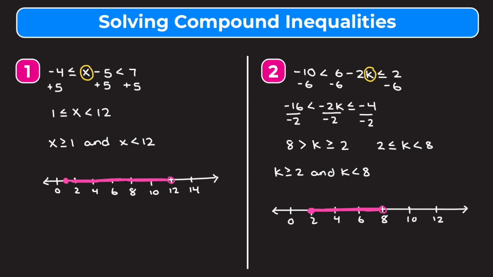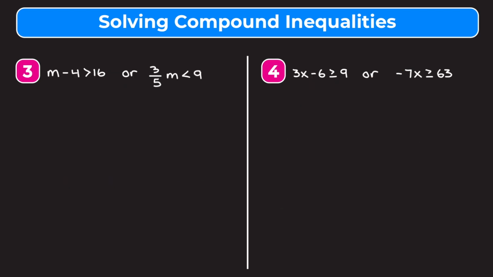And now we're going to go through a couple examples that are OR inequalities. For these next two examples, we're looking at compound inequalities that are OR inequalities. The first two we just did were AND inequalities, and they're typically written in three parts like we saw, but OR inequalities are written as two separate inequalities.